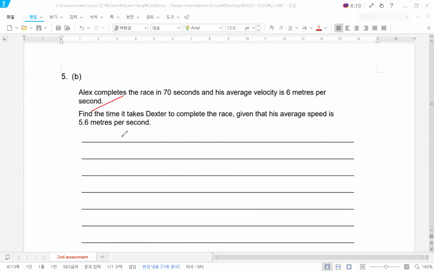Since v equals k over t, they say 6 is velocity, right? 70 is time. Do you understand? So by solving this one, you can find the proportional constant as 6 times 70, okay? Which is 420. Then the equation between v and t is v equals 420 over t.